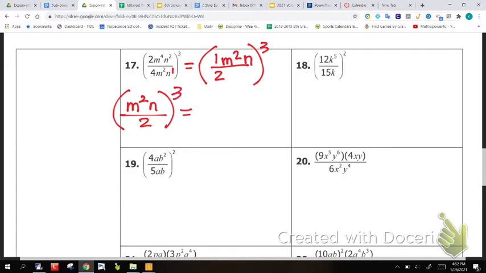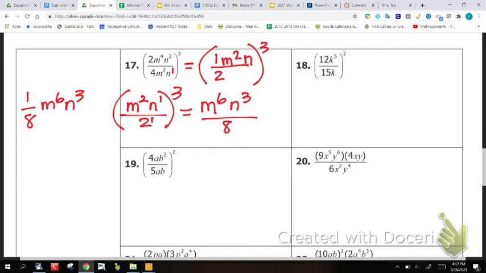Okay, now every exponent inside here needs to be multiplied by 3 because that's the power rule. So you're going to have m to the, 2 times 3 is m to the 6th, n to the 3rd. On the bottom, remember, you're going to take that exponent of 1 and multiply it by the 3. You're going to have 2 to the 3rd. Well, 2 to the 3rd is 8. So you have m to the 6th, n to the 3rd over 8. You could also write that with the 1/8 out front. Either way is fine.